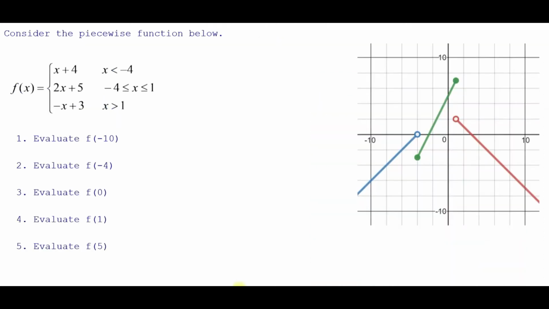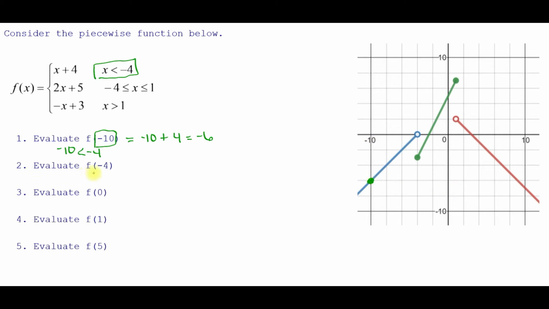Here's another piecewise function. It has 3 parts. So here we're just looking at evaluating some of the piecewise functions. So we want to evaluate f of -10. What we need to do is look at this value and decide which of these regions it goes into. So -10 goes into this region because -10 is less than -4. So we're going to use that first region, and we're going to just say -10 plus 4, which would give us -6. We can also look at it on the graph here. When we go to x equals -10, my y value is -6.